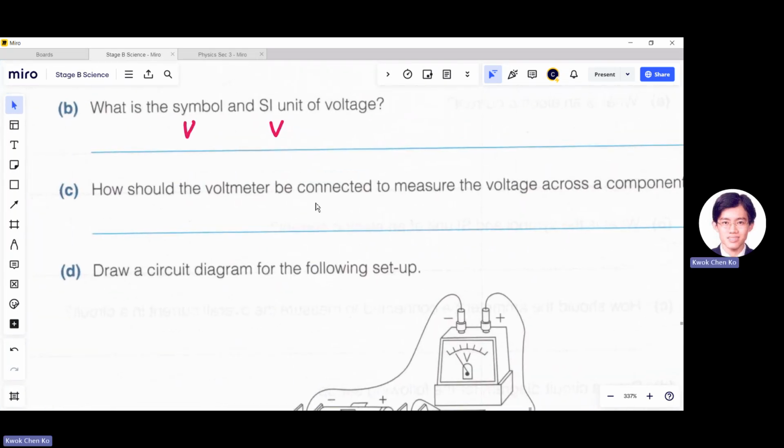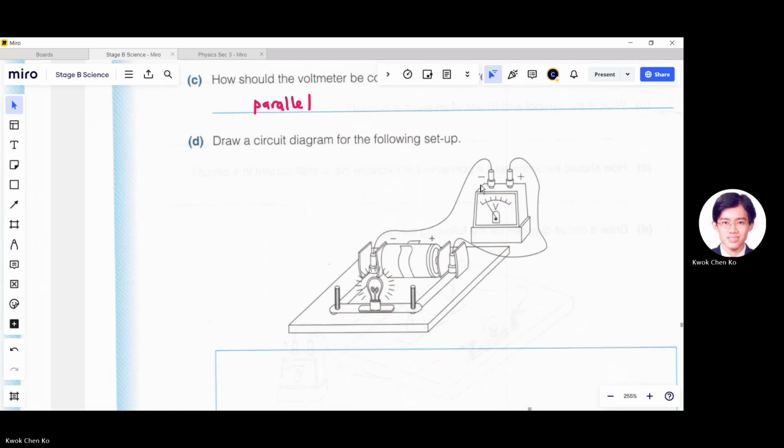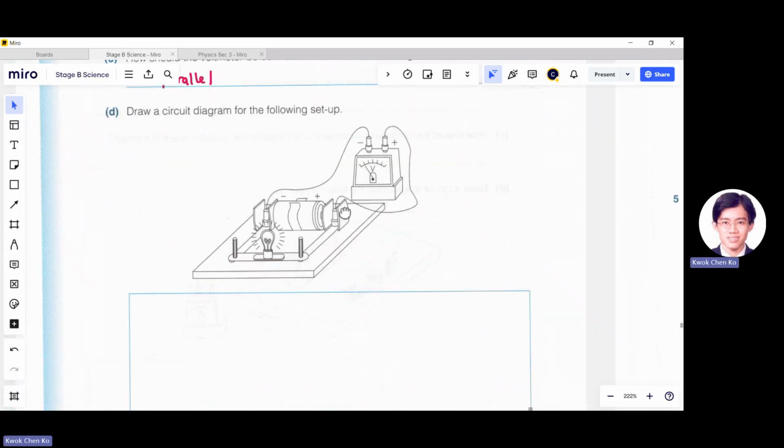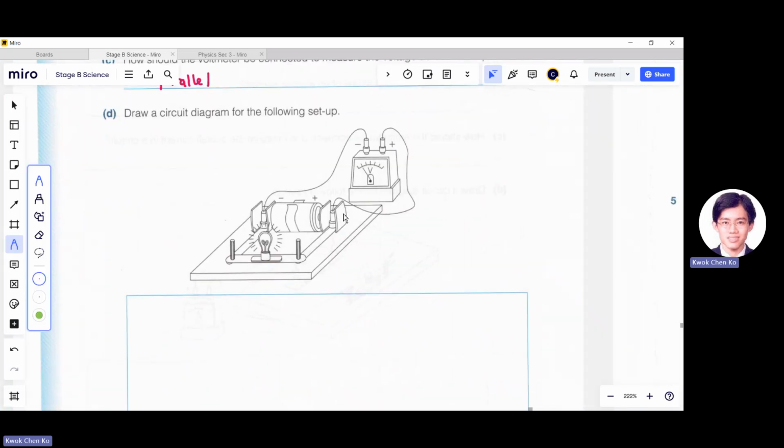What's the connection like? Yes, parallel. Usually in real life, you won't screw up on this one because it's quite intuitive to fix it in parallel, but not in series. Okay, this one not a problem. Make sure you can draw it nicely.